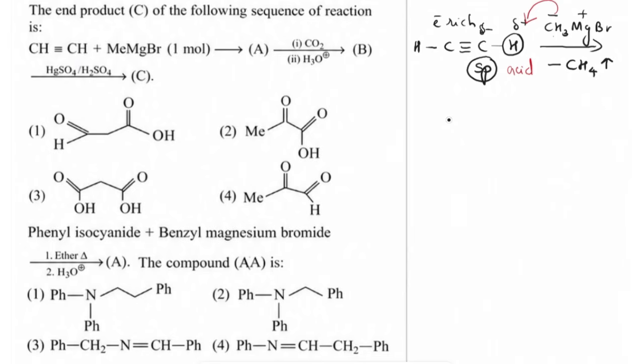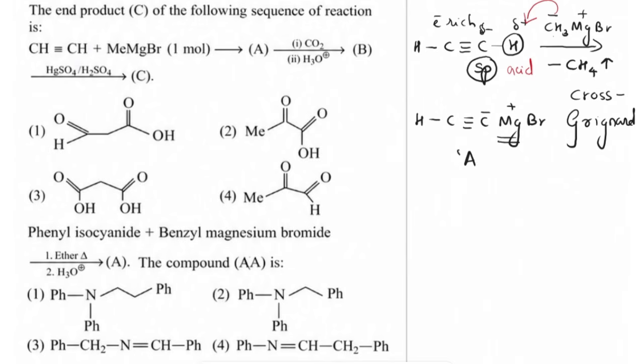It will escape. Now what happens to this molecule? It's going to form one more Grignard reagent. Why did I call this one more Grignard reagent? You see, the alkyl part is attached to the magnesium directly. That means this is also a Grignard reagent. So preparing a Grignard reagent from one more Grignard reagent is also called cross Grignard reaction. So this will be our product A.